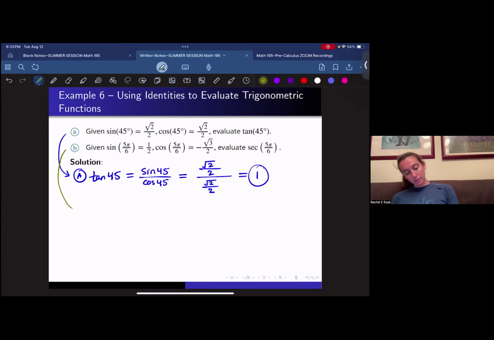And then part B, we have a radians problem. We want to identify secant. Our secant of 5 pi over 6 is the same as 1 over cosine of 5 pi over 6, which is just 1 over negative square root of 3 over 2. Flip it and we get negative 2 over square root of 3. Rationalize the denominator and we get negative 2 square root of 3 over 3. And we're done.